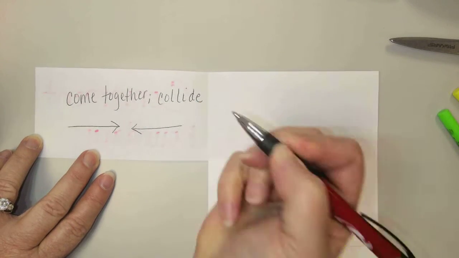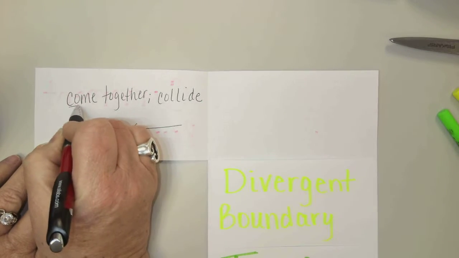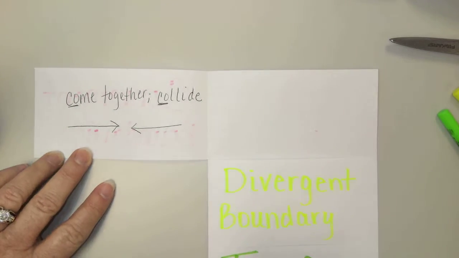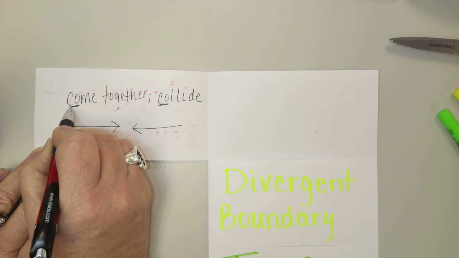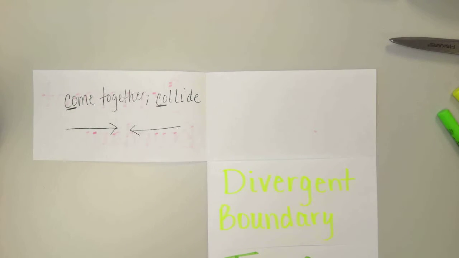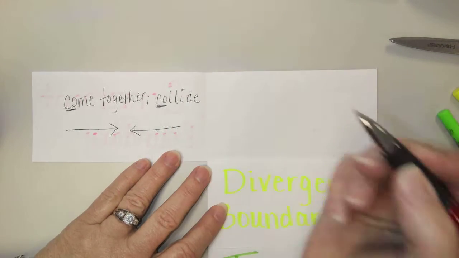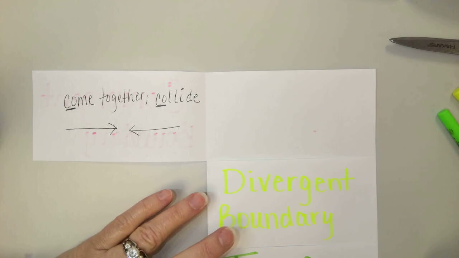And the way that we remember this is the CO is consistent with convergent. Both convergent and come together and collide, all 3 of those start with the same 2 letters, CO. So that's how we remember that convergent is the plates that collide or come together.